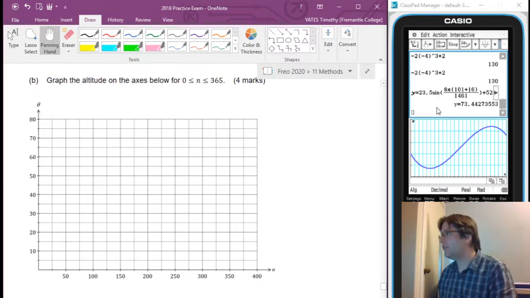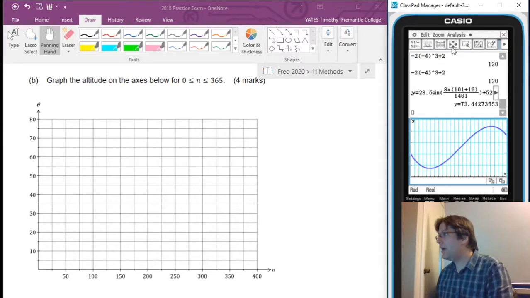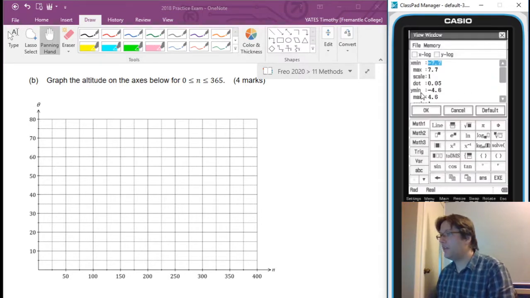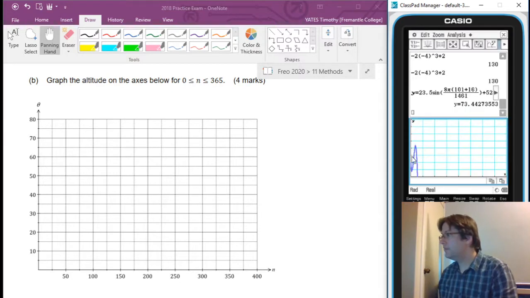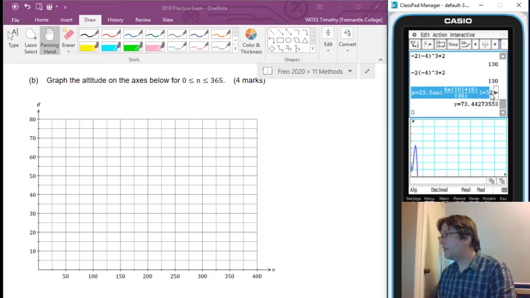So then we want to graph that. And let's just make sure we've got our range proper. X is going to go from 0 to 400, and we'll do 50 as a scale. And we've got 0 to 80 for Y, with 10 as a scale here. We've still got that other graph in there, but let's try and get this one in here.